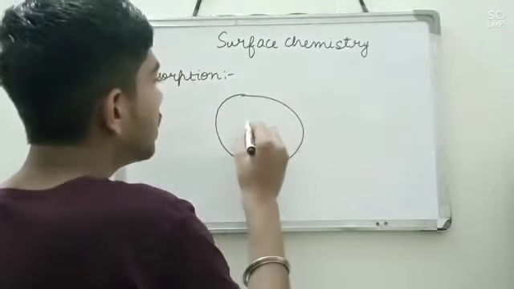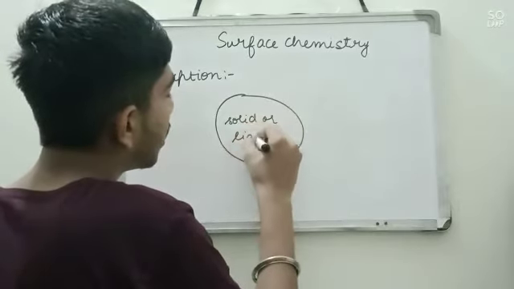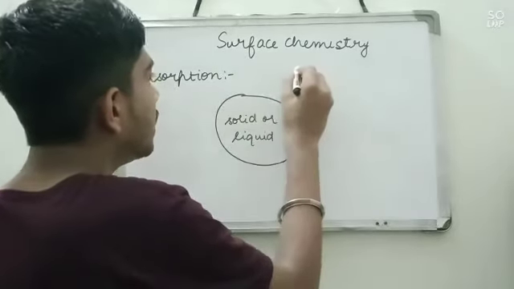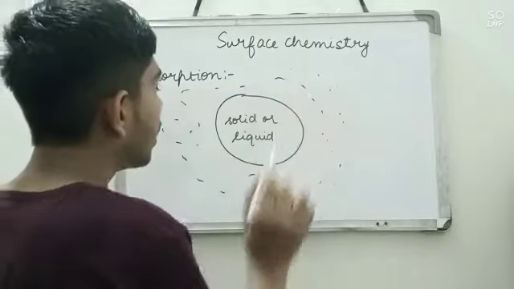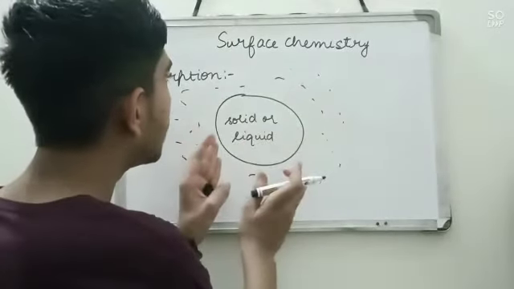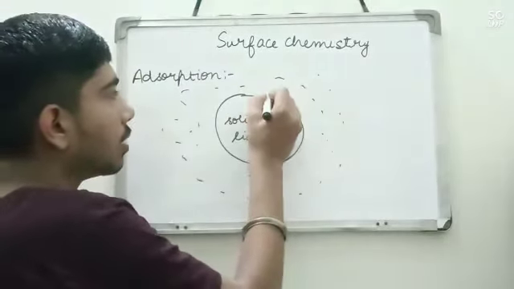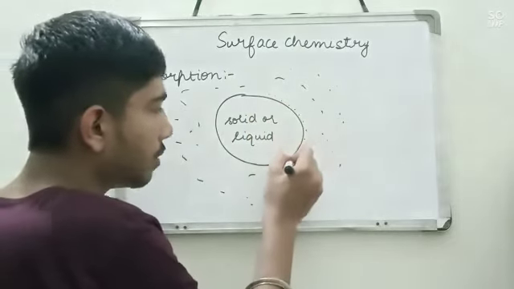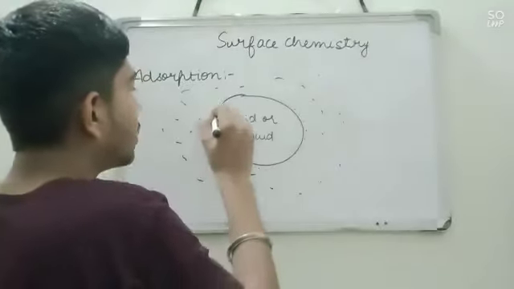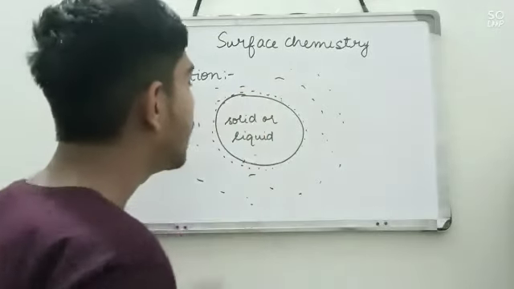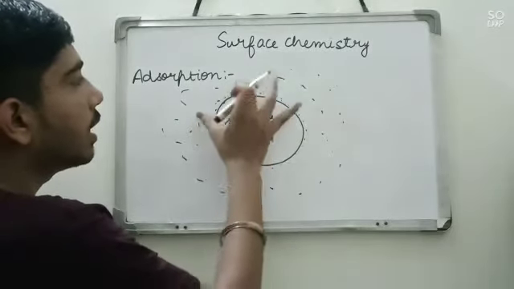For example, this is a solid or a liquid. These are the particles in the air. Because of its property, the solid attracts these particles to it, and they lie on its surface but don't go inside. This is called adsorption, and absorption is its reverse. The particles go inside rather than staying outside.